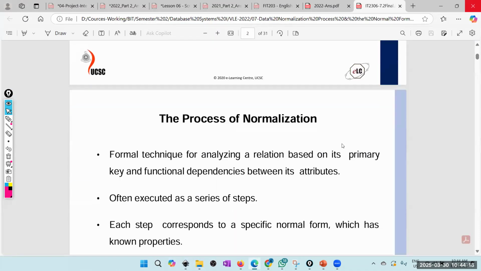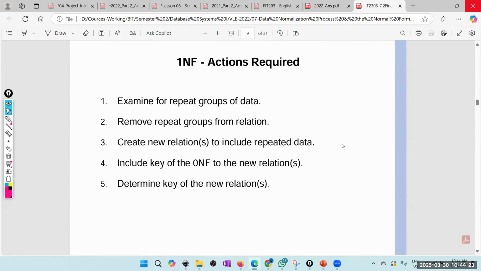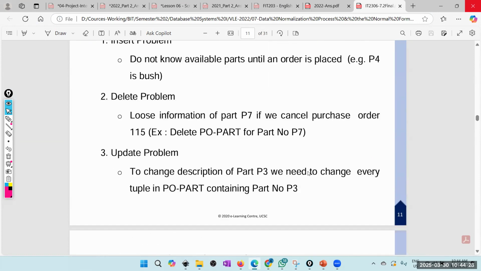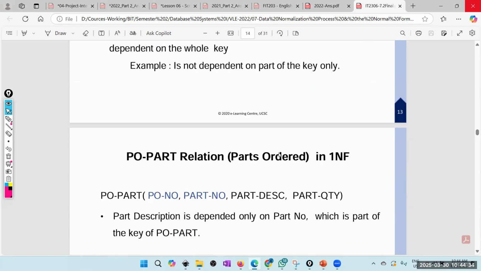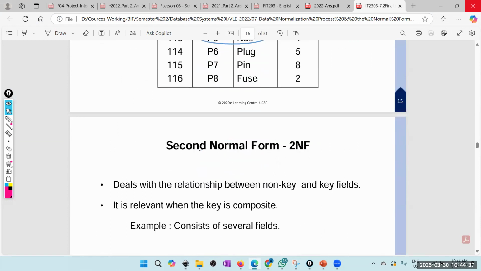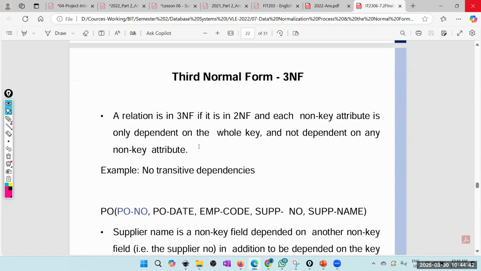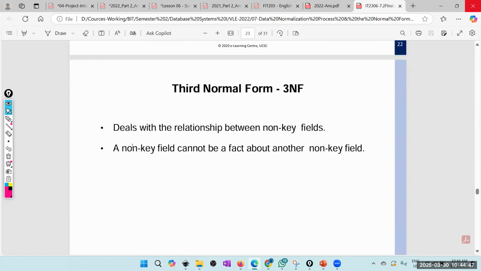Okay. So then what is first normal form, second normal form with some examples. So this is atomicity is not violated. Solution. In second normal form, no partial dependencies. Then solutions, then third normal form. No transitive dependence. Non-key field cannot be a fact about another non-key field.